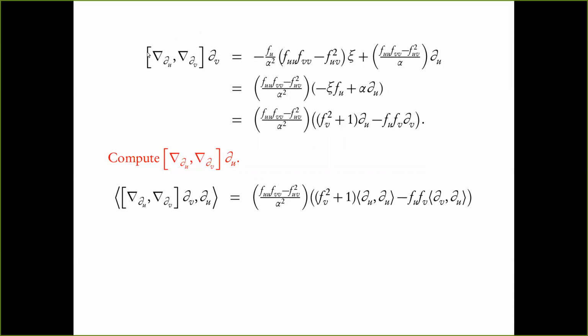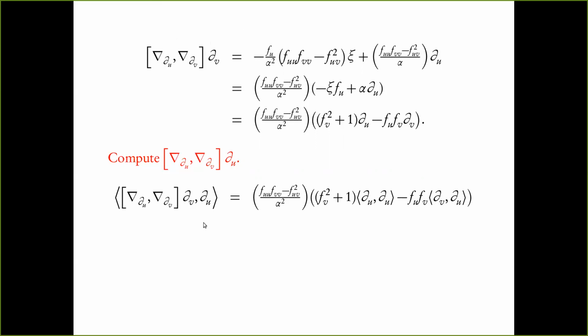However, we are always better off working with functions or scalars rather than vector fields or vectors. So how do you get a scalar out of a vector? Well, you can take this vector that you have computed and you can pair it with del by del U.